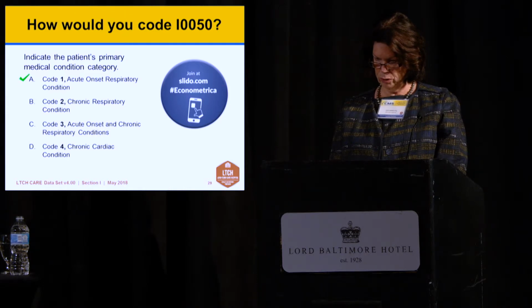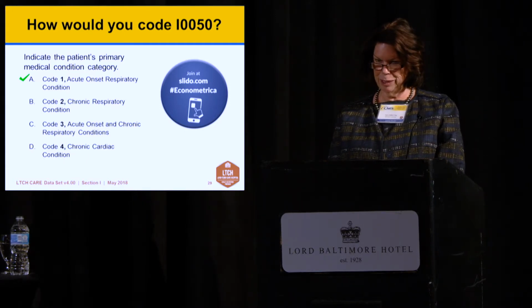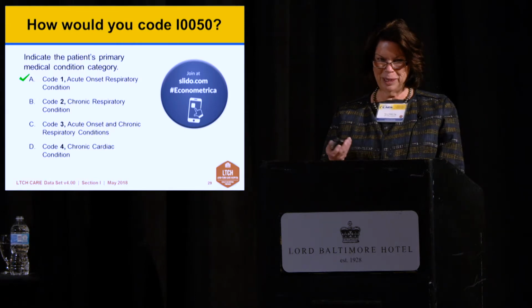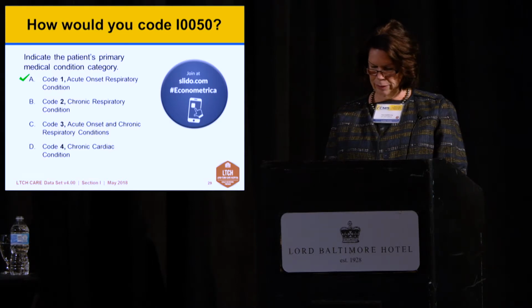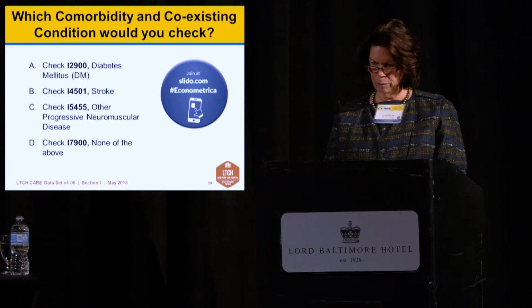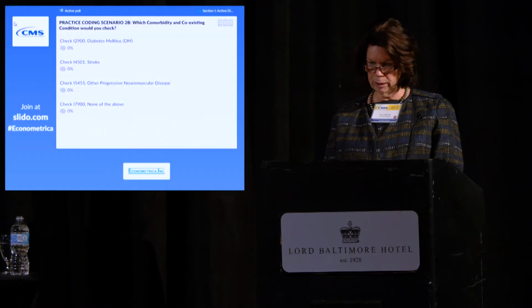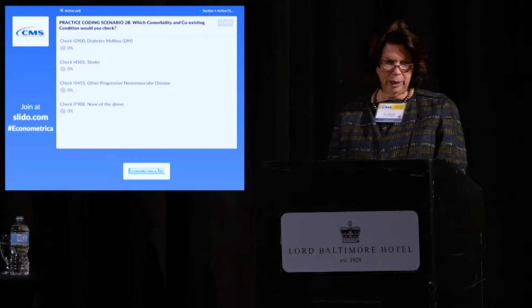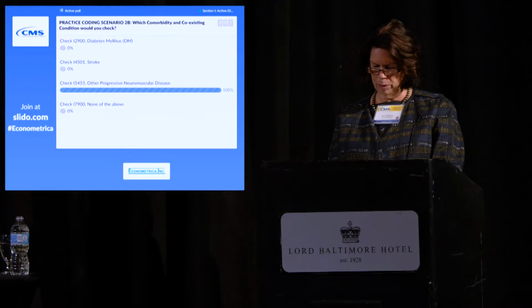And the correct answer is A, acute onset respiratory condition. I think we're going to have to do something with our training because this one, people tend to have a little difficulty with. In the next scenario, as part of this scenario, we're going to ask you to check off which comorbidity and coexisting condition you would check. So your responses are diabetes mellitus, A, stroke, B, other progressive neuromuscular disease, C, and D, none of the above.